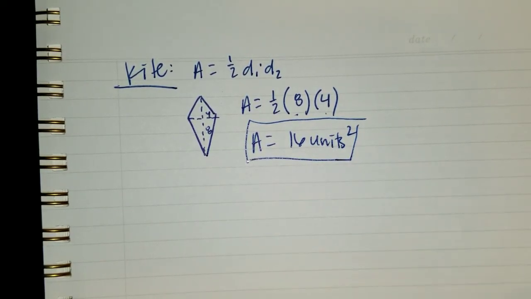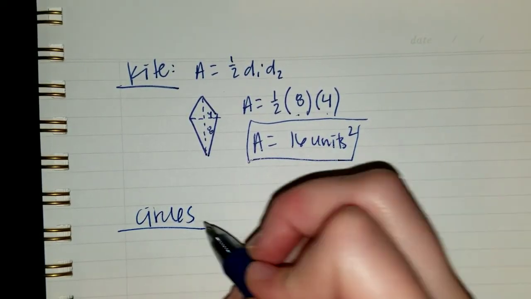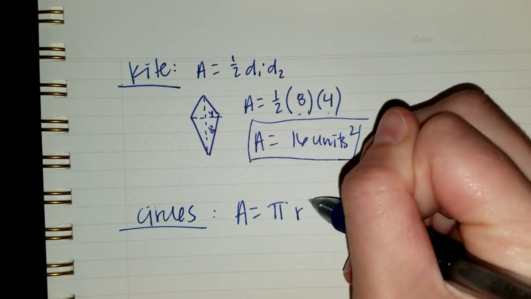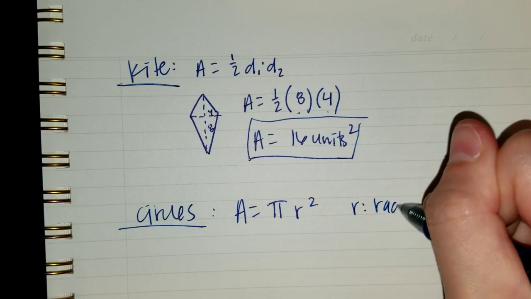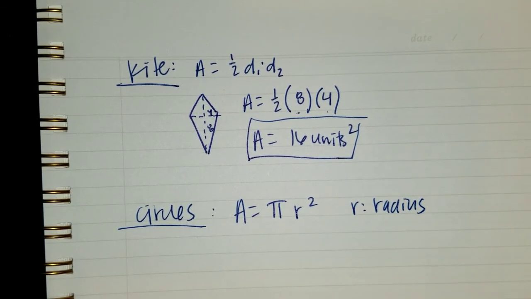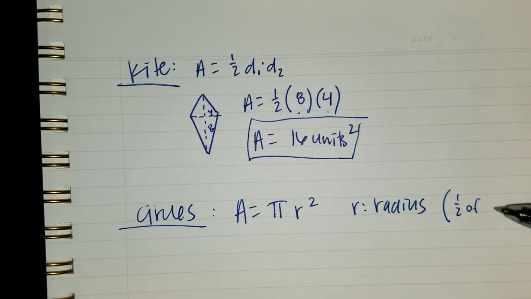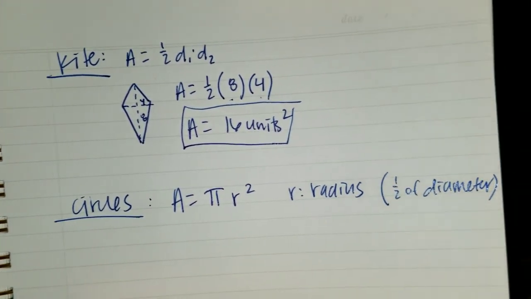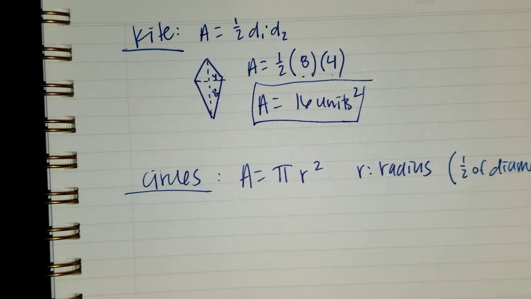And then lastly, we have circles. The area of a circle is pi r squared. Remember that r represents the radius, which is half of the diameter. Sometimes you may be given the radius, sometimes you may be given the diameter. Either way, this formula will still work.